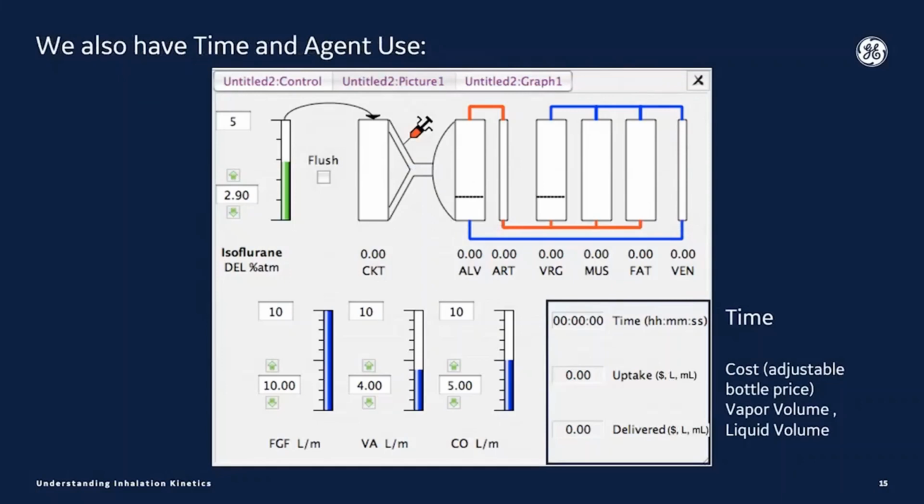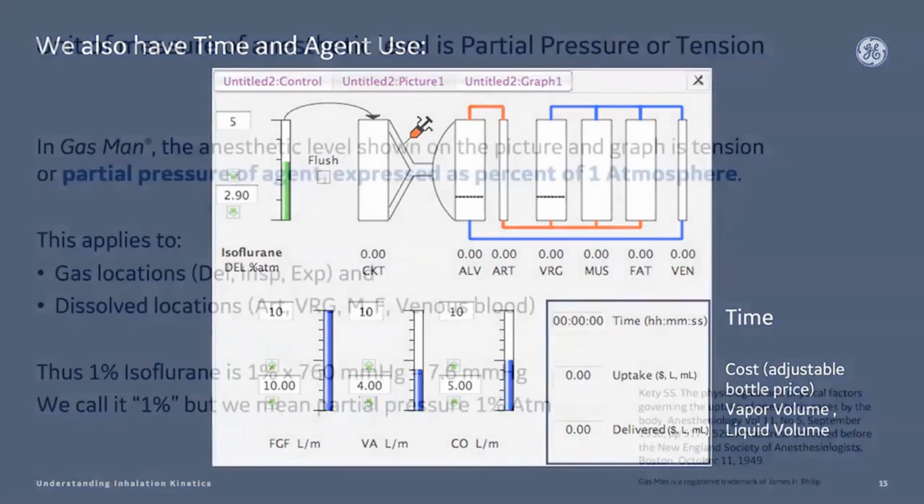We also have the timing and the agent use. We have the amount of time that the simulation has been going on, or the amount of time that the simulation is simulating. We have the uptake of the drug either in dollars or in liters or milliliters of liquid from the bottle, and the quantity delivered, again, in dollars, liters, or milliliters from the bottle. We can change the price before or after giving anesthesia, because that allows us to compare prices over time if the price of these drugs should change.